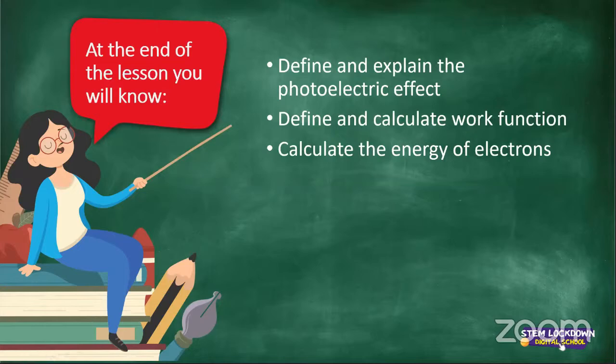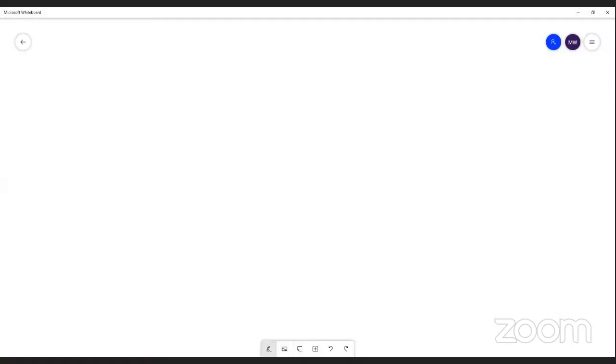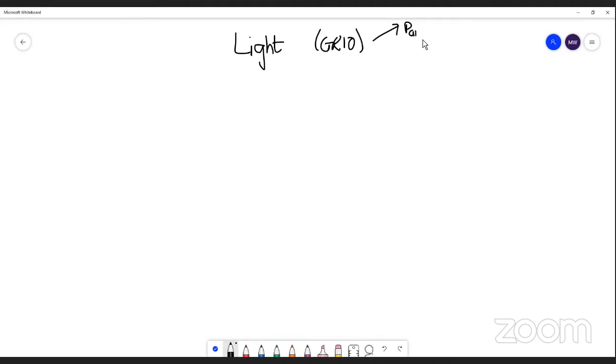So before I start with the slideshow, let me just explain the concept on my whiteboard. In order for you to understand the photoelectric effect, I actually have to explain the history behind it first. So you get light, and hopefully in grade 10, you were told that it can act like both a particle and a wave.